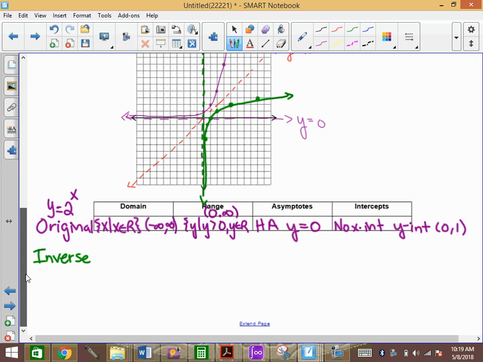So my green graph then, what is my domain? X is greater than 0. I have no graph in the negative zone of x, right?